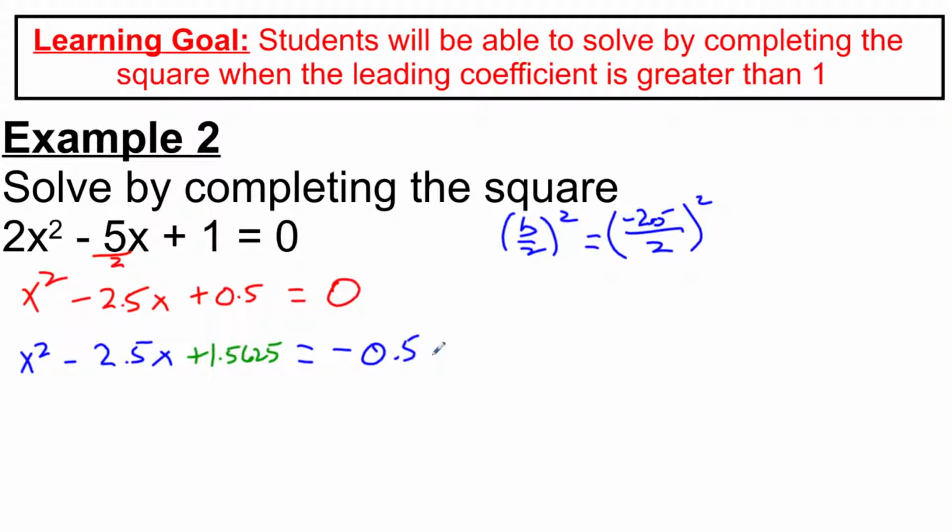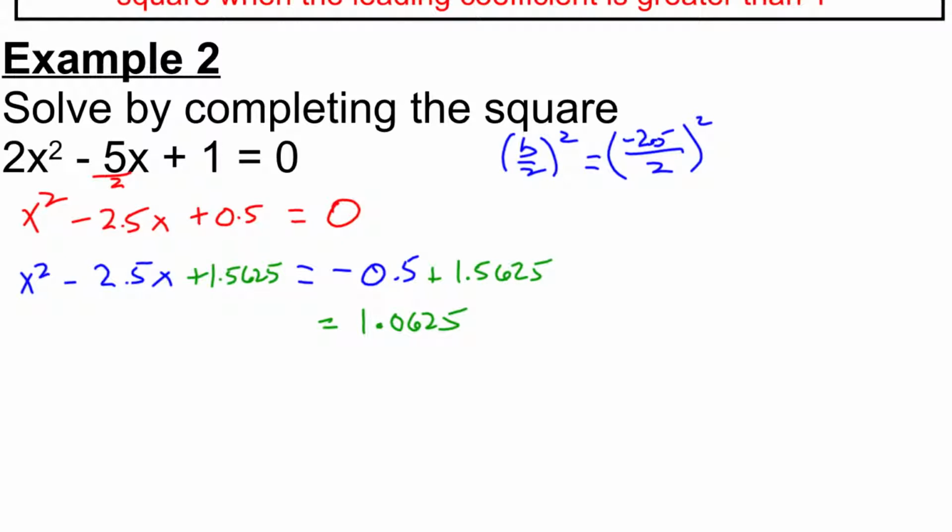So I added it to the left. That means I also need to add it over here, 1.5625. Okay, and we're going to simplify. So let's simplify the right, because that's the easier one. Just add these together. That looks like it's going to be 1.0625. And on the left, we have a problem, because now we need to factor this.